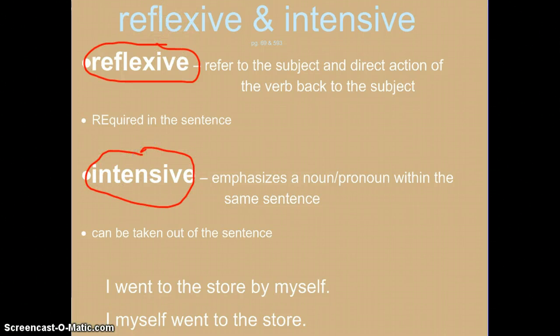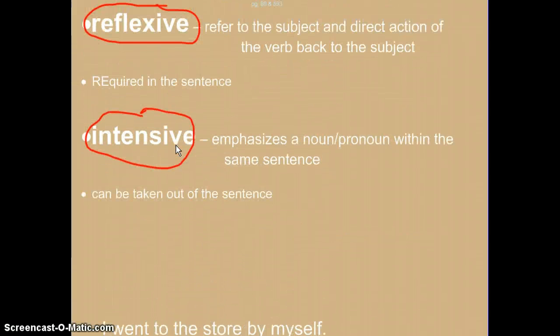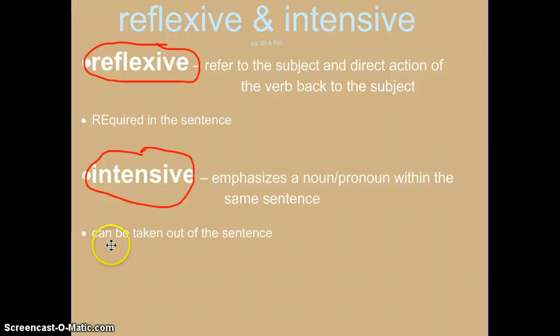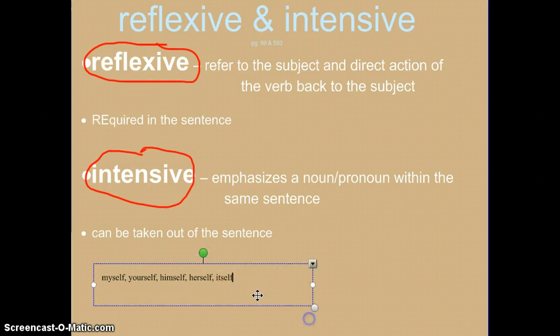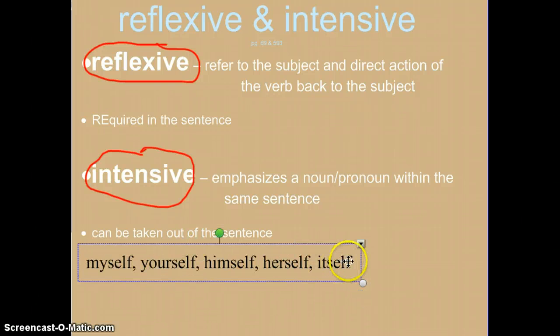And when we talk about reflexive and intensive, we have a set of words that can be used both as reflexive and intensive. So we have myself, yourself, himself, herself, and itself as our singulars. And so our reflexive and intensive pronouns are compound words. We said first person, talking about myself, second person is yourself, and then the third person, himself, herself, and itself. And these are all singular pronouns.